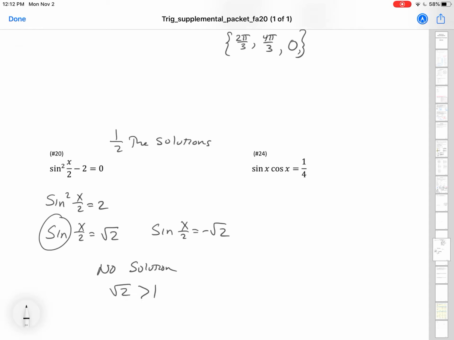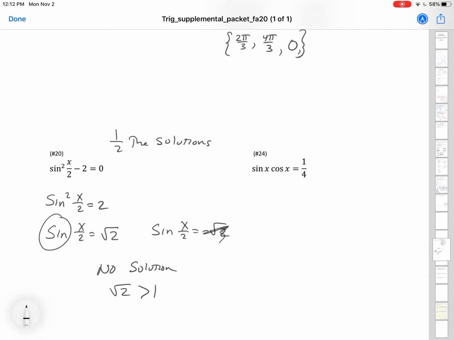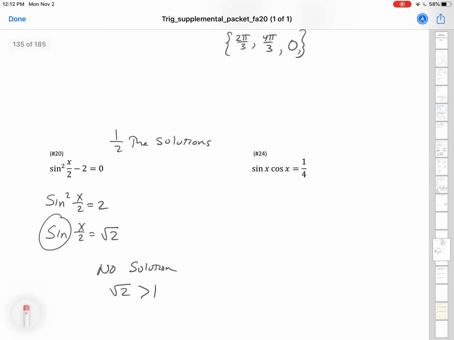They want to make sure that you're thinking. I'll try to structure these where you do not have to go to a calculator in order to get your answers, and that's why they'll most likely be in radian form on your exam. Let's look at this last one that's on this page.